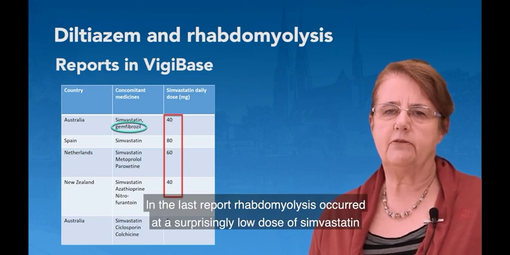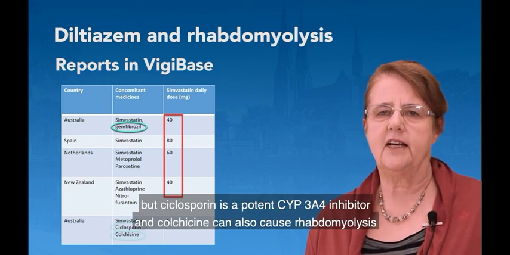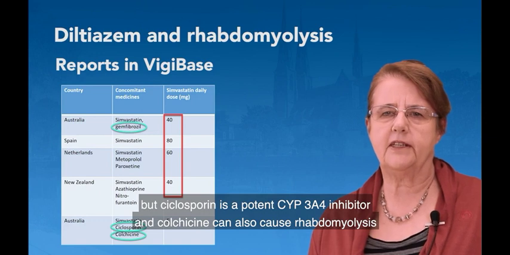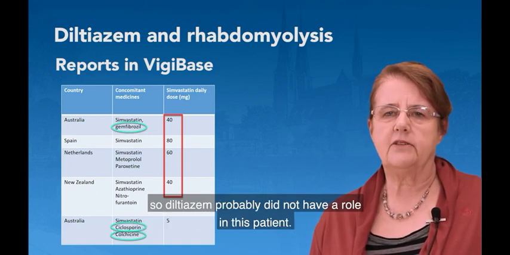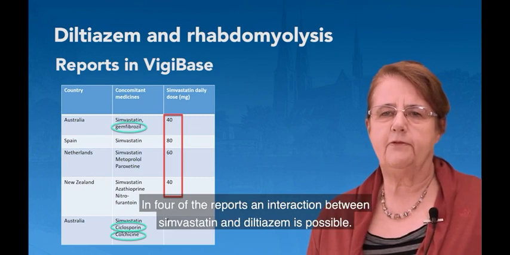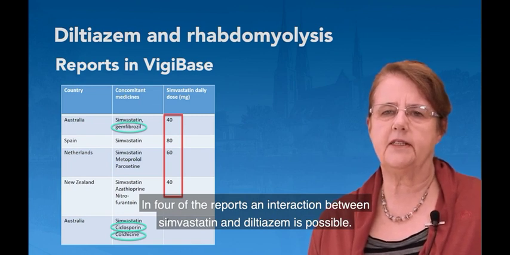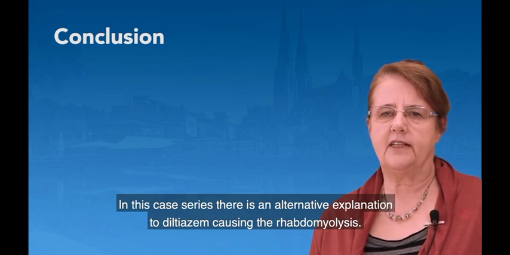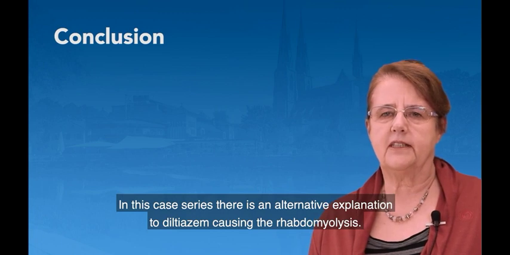In the last report, rhabdomyolysis occurred at a surprisingly low dose of simvastatin, but cyclosporine is a potent CYP3A4 inhibitor, and colchicine can also cause rhabdomyolysis, so diltiazem probably didn't have a role in this patient. In 4 of the reports, an interaction between simvastatin and diltiazem is possible. In this case series, there is an alternative explanation to diltiazem causing the rhabdomyolysis.